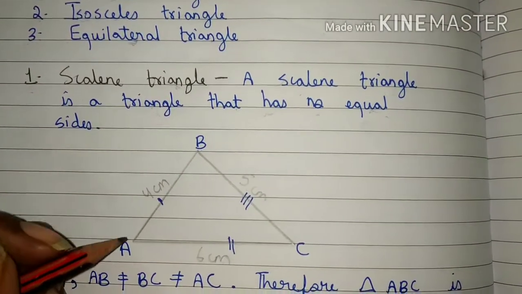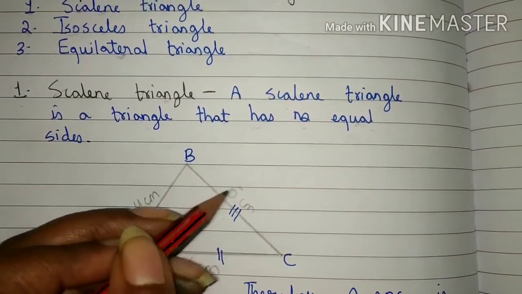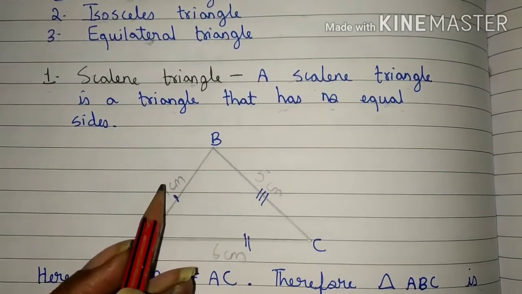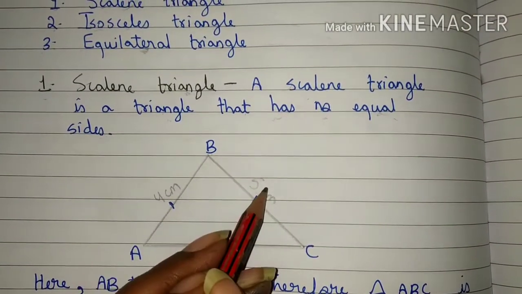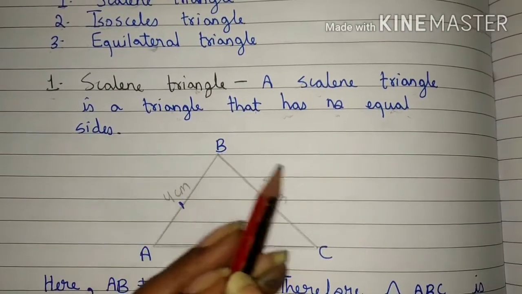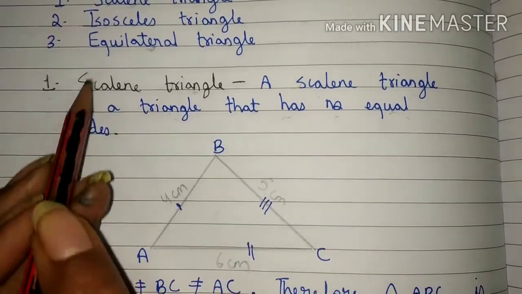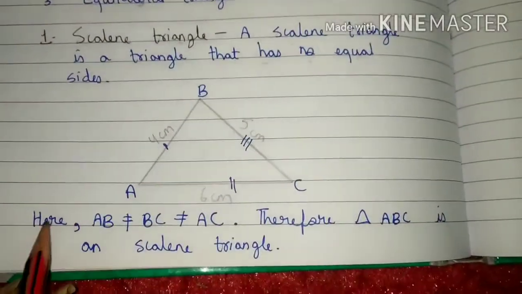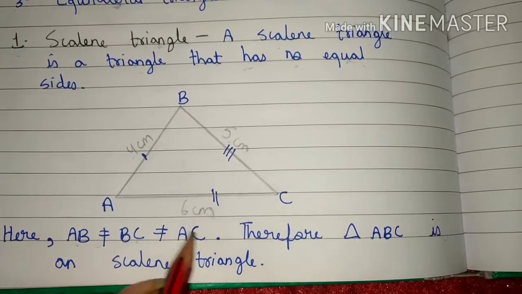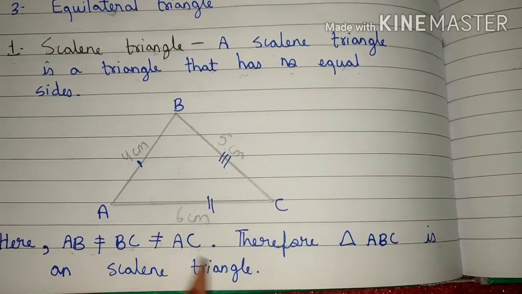See, AB is 4 cm, BC is 5 cm and AC is 6 cm. It means all the sides are different. It means this triangle has no equal sides. So this type of triangle is known as scalene triangle. Here AB is not equal to BC is not equal to AC. Therefore, triangle ABC is a scalene triangle.